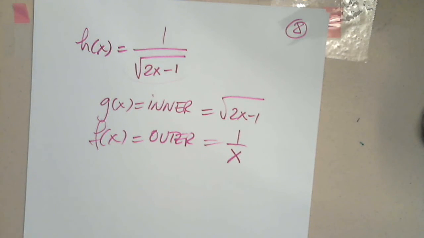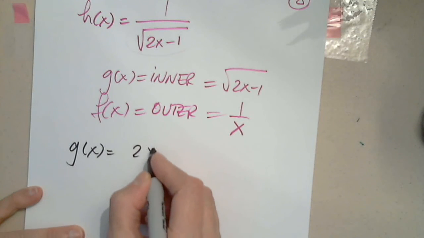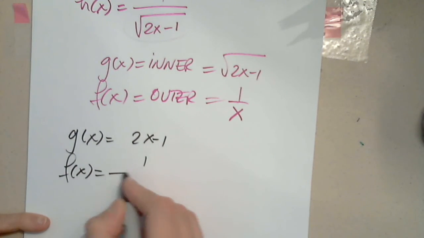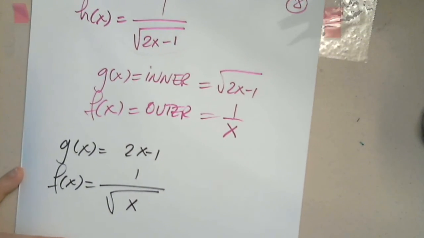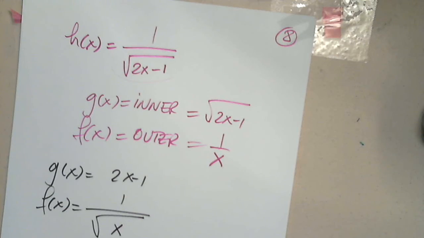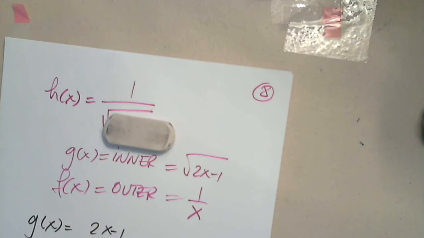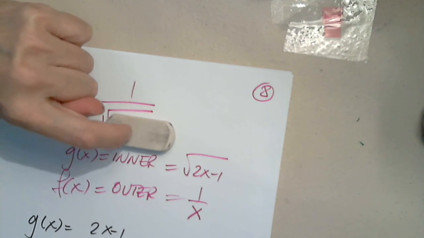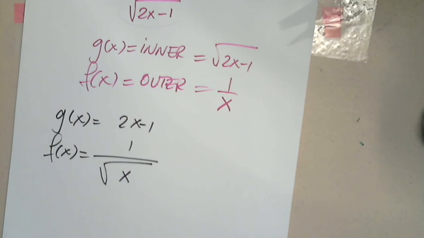Second possibility would be for the inner, for g of x, to consider 2x minus 1, for example. And for the outer to be 1 over the square root of x. So in other words, I determine 2x minus 1 first, and when I'm done, I apply the function 1 over the square root of that number. And yet there is a third option, but here there is no need.